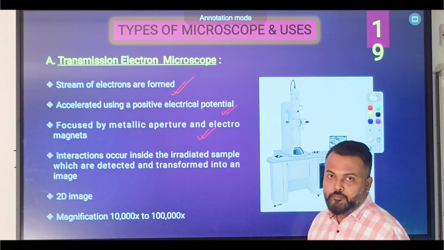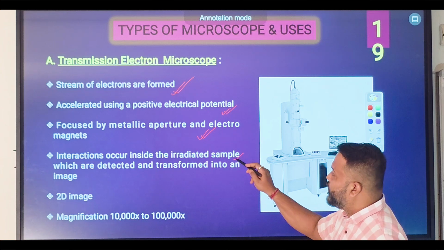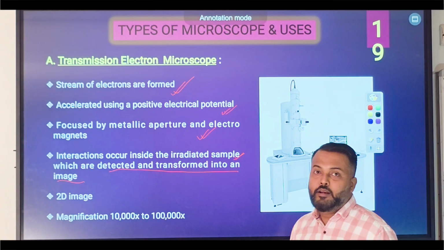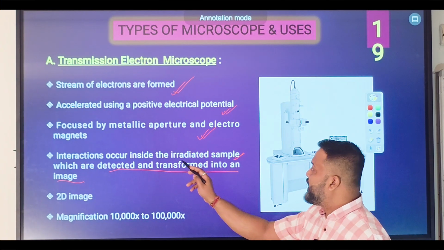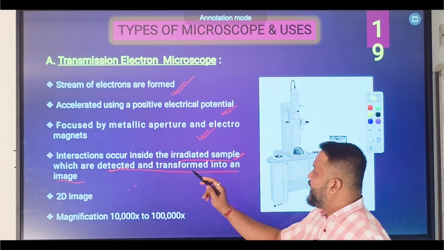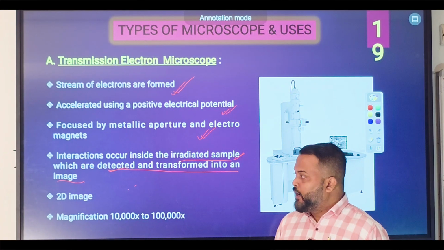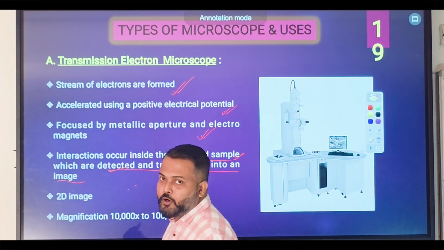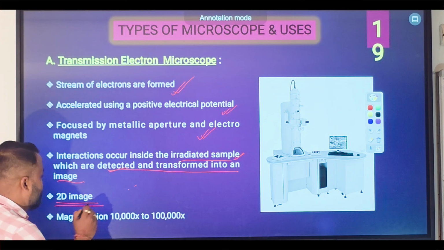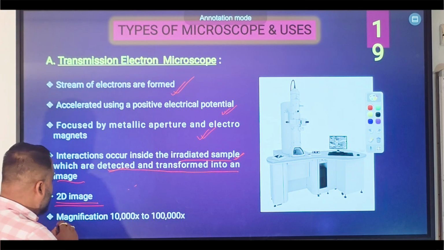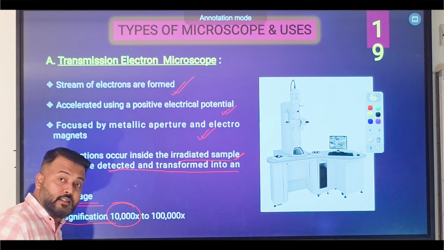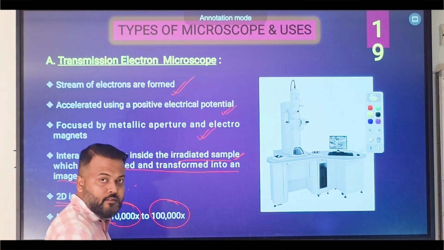Then interactions occur inside the irradiated sample, which are detected and transformed into an image. So where will the interactions occur? Interactions will occur inside the irradiated sample, which are detected, and then transformed into an image. Now, what kind of image will it produce? It will produce a 2D image of an object. And the magnification is 10,000x to 100,000x.